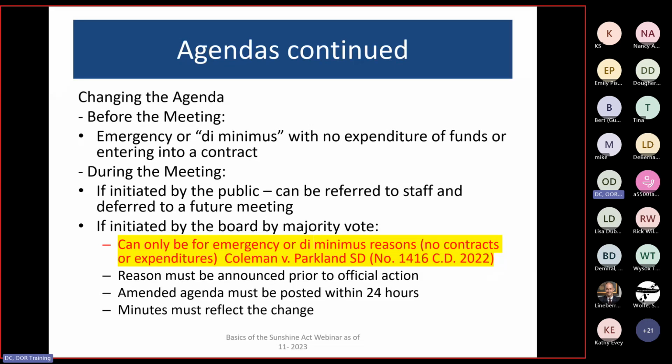Okay. So the question has come up: could we discuss, say, a policy change if it is not on the agenda?